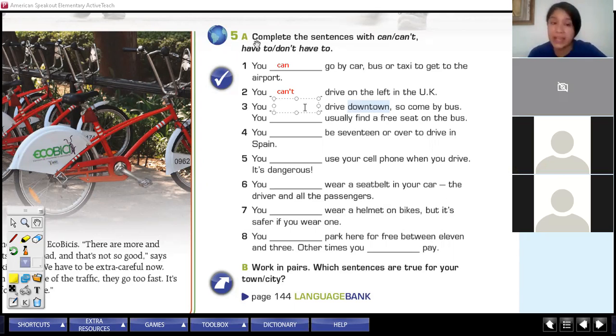You can't. You can drive downtown, so come by bus. I'm giving you another option, right? And then in the same one, we have you usually find a free seat on the bus. So you can't. You can.